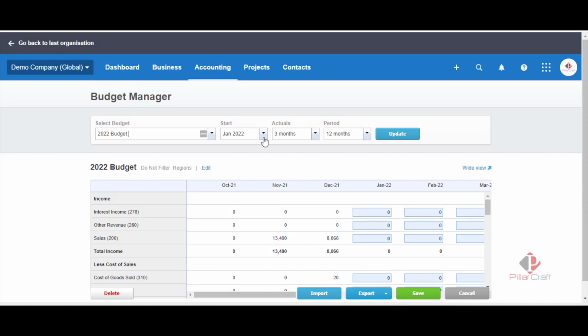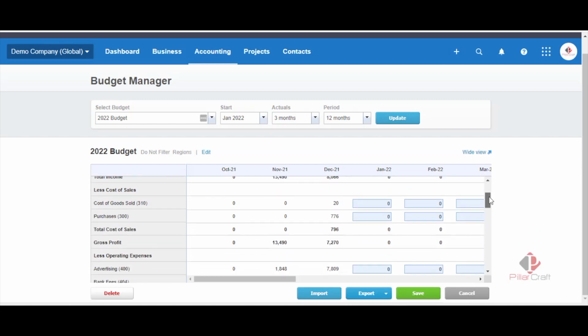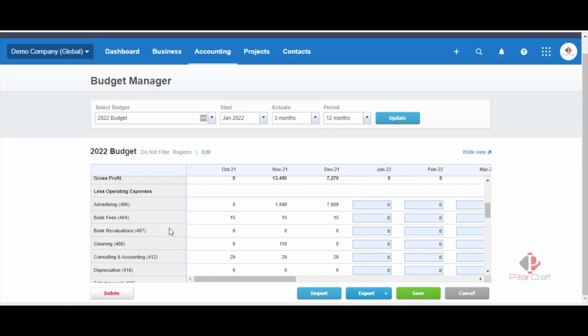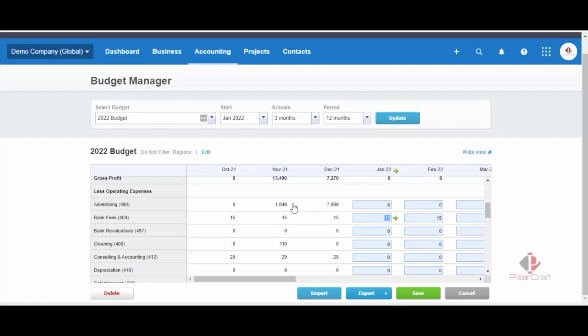Now we want to have the actuals for 3 months, and we want the budget to start for 3 months. So let's update. What Xero will do is bring transactions from the previous months, October and November of 2021, and give us a basis for making a budget for 2022. For example, we notice our bank fee is about 15 every month. We can easily extrapolate that into the months to come as a fixed amount every month and apply, and Xero does that. We also notice that our consulting is $29. We can easily create that.